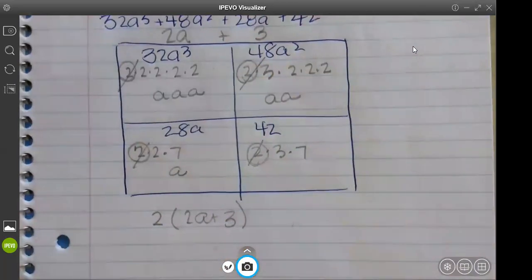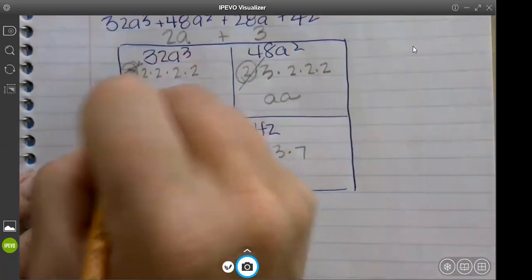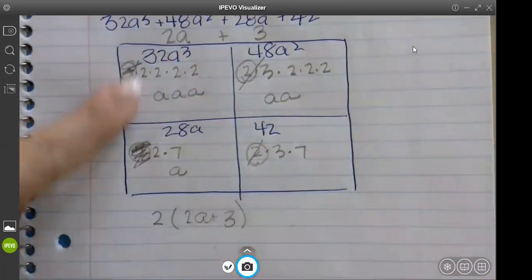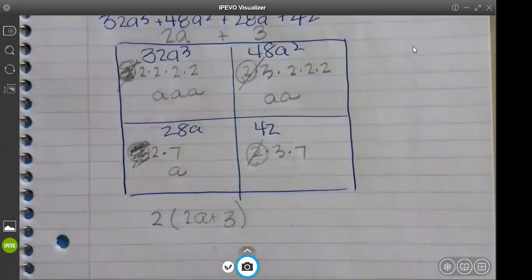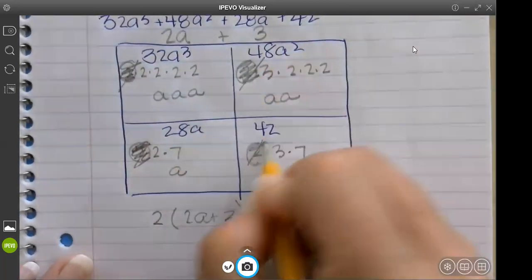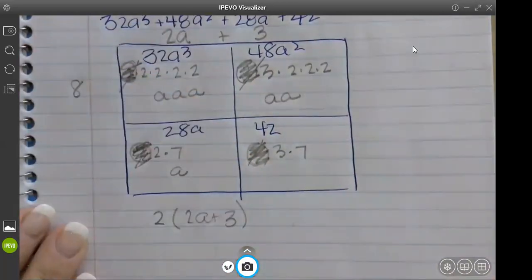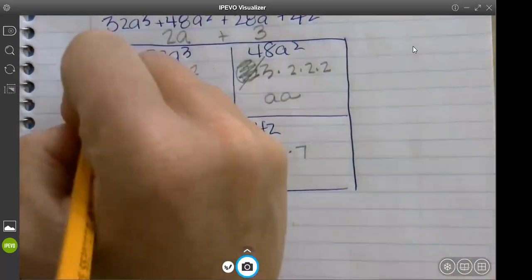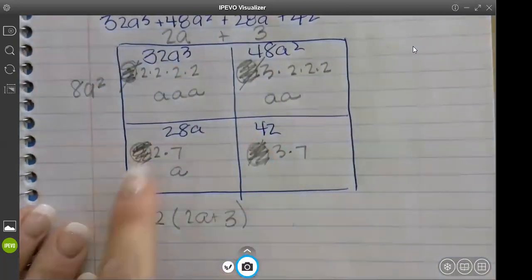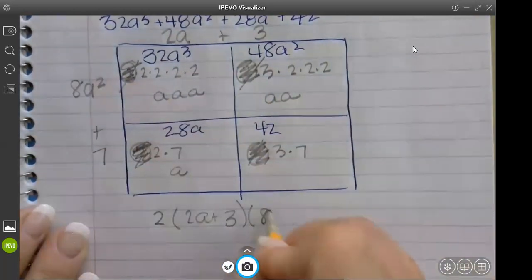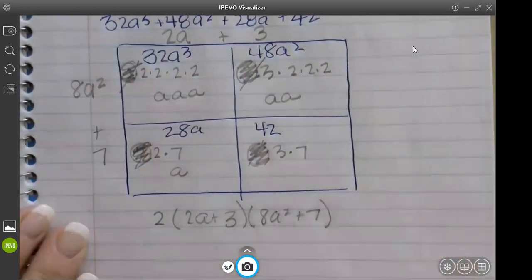We took these off. Once we pull it out, we don't use it anymore. So mark it. All right, across, what do we have across? 3 2s, which is 8. And what else? 2 a's. Across this way, what do we have in common? Just a 7. There's your other factor, 8a squared plus 7.